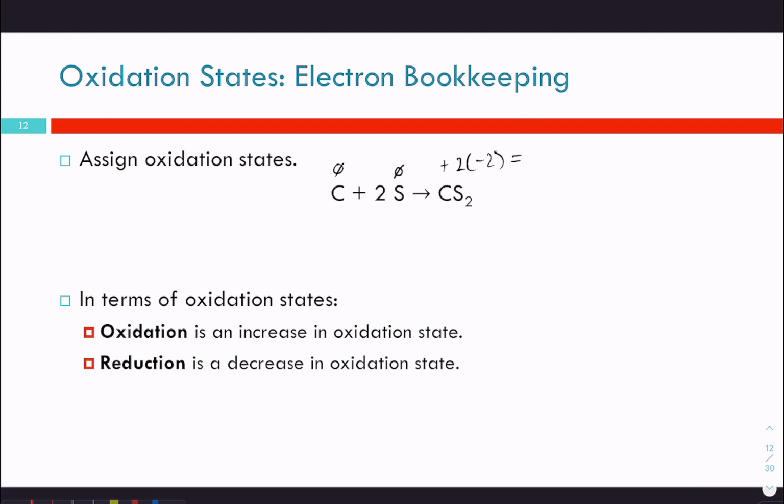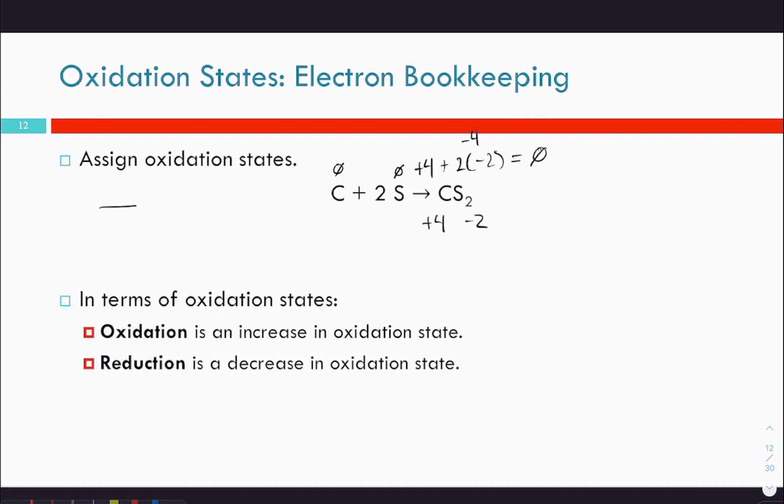So carbon, so this is a -4. This has to equal 0. So carbon must be +4. So now we can also look at these and say, okay, if carbon is a +4, each sulfur is a -2, we can see that carbon went from 0 to +4.